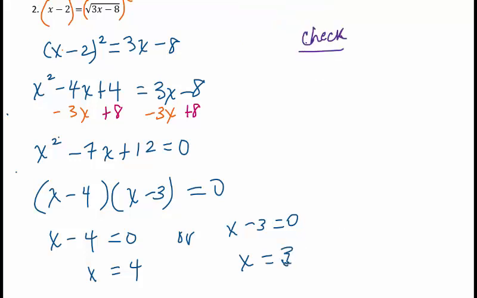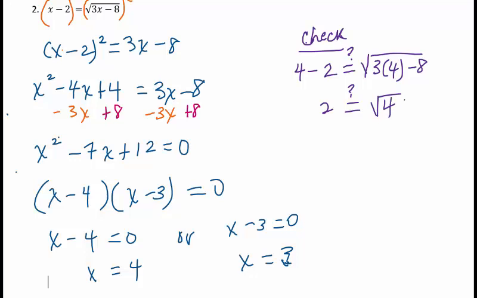Okay, lastly, we need to check our solutions because we could have an extraneous solution, meaning it does not work in the initial equation. We'll start with 4. 4 minus 2, and we want to see if that equals the square root of 3 times 4 minus 8. Okay, so 4 minus 2 is 2. And 3 times 4 is 12, 12 minus 8, and this becomes the square root of 4, and that is equal to 2, so 4 is a solution.